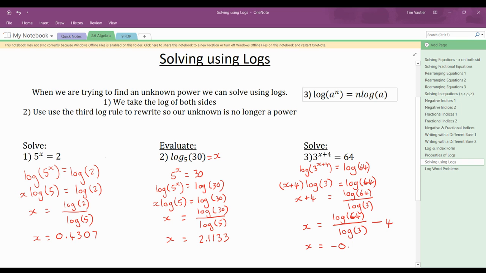And so that comes out as negative 0.2144 to 4 decimal places. And that makes sense if we think about it. That means 3 will have a power of just under 4, 3.3 something. And well, 3 to the power of 4 is 81, so it's got to be less than a power of 4 there.